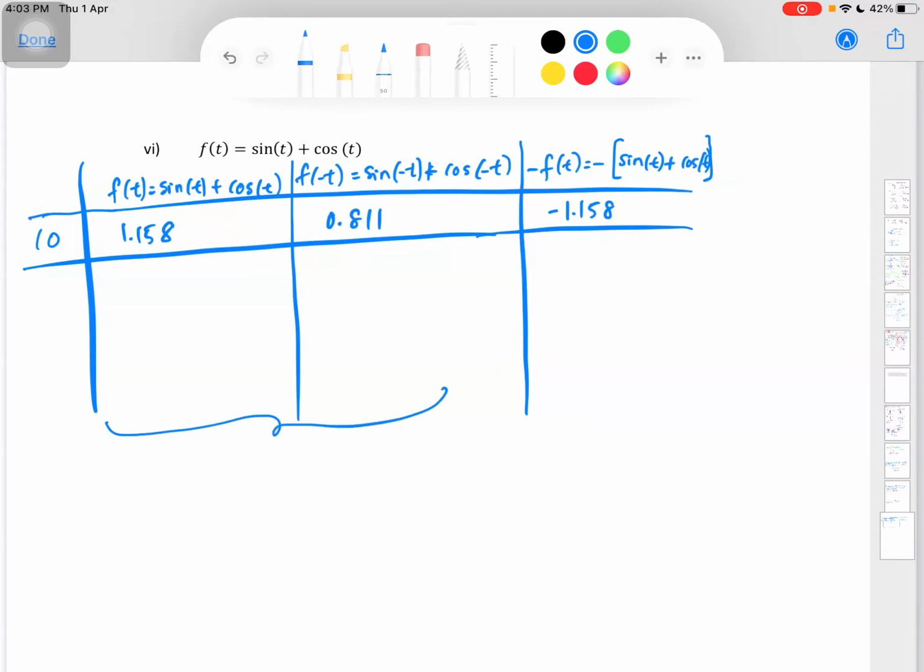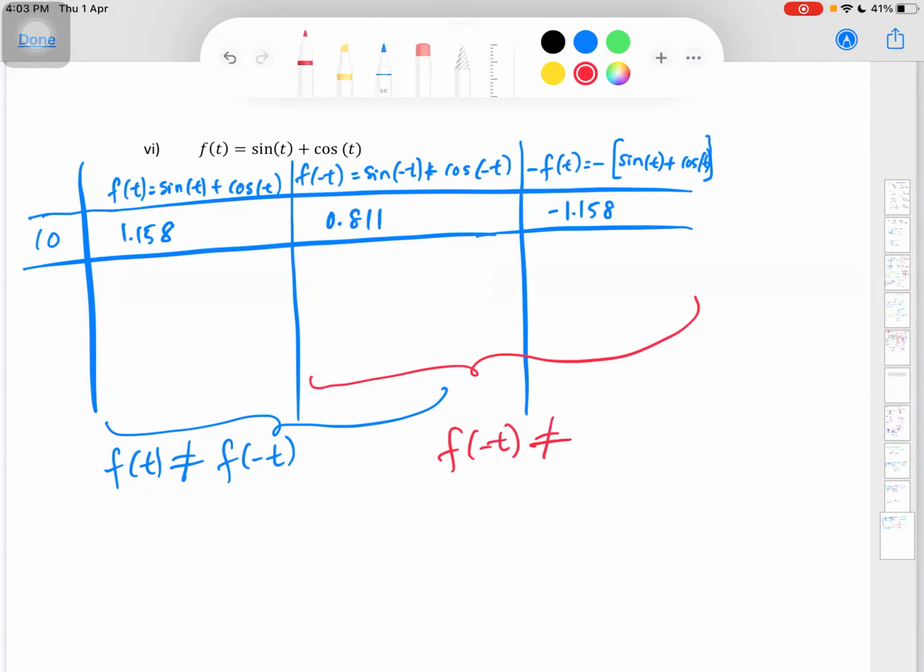Now we see that this part, f of t is not equal to f of minus t. And similarly, this part, f of minus t is not equal to minus f of t. So we do not satisfy the evenness. We also don't satisfy the oddness requirement. So this is neither even nor odd signal.